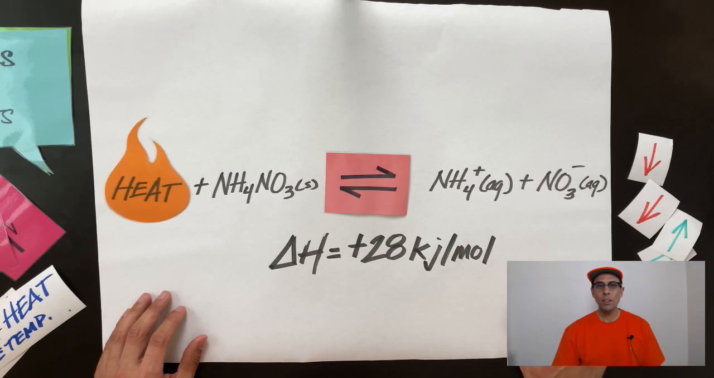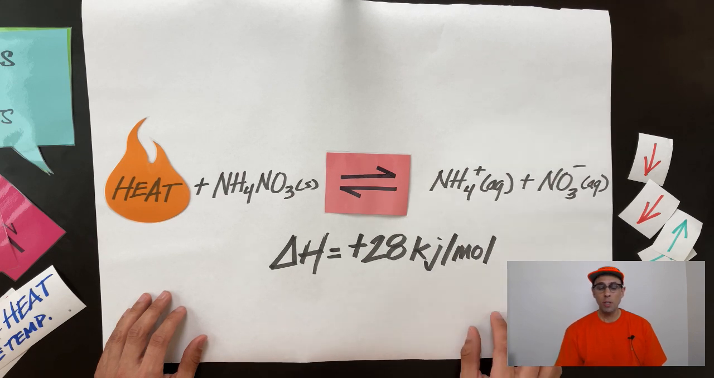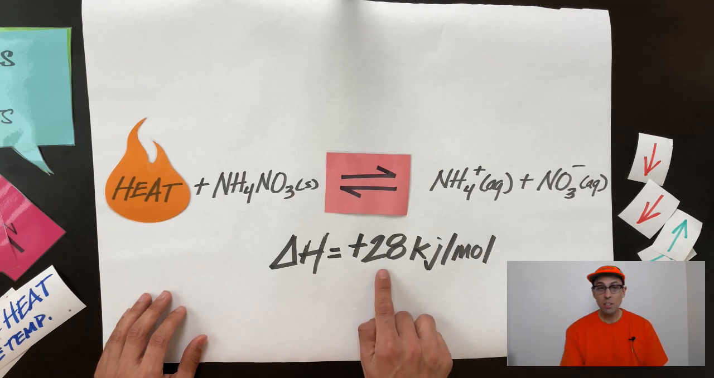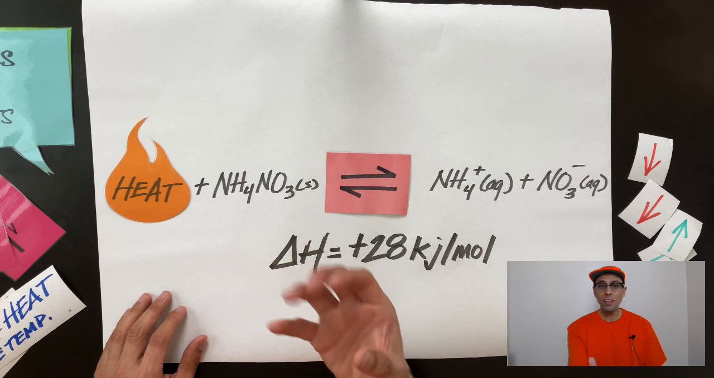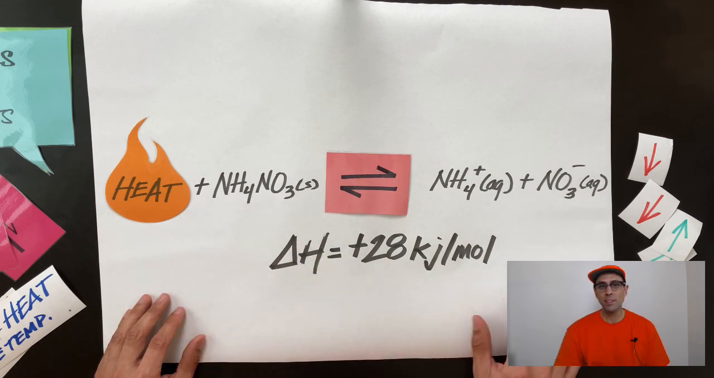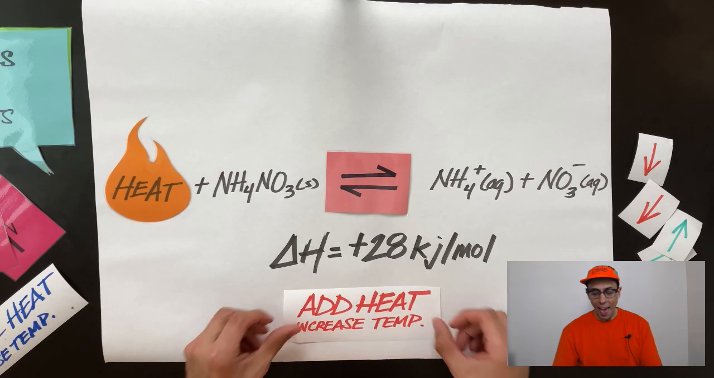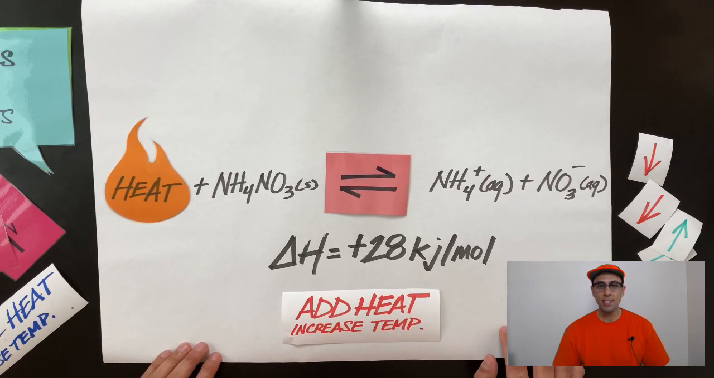Okay, so now let's disrupt our endothermic reaction. Remember, it's endothermic because the delta H is a positive value. So heat is absorbed, and that's why I've placed it on the side with the reactant. Okay, so in this scenario, what would happen if we added heat or increased the temperature?